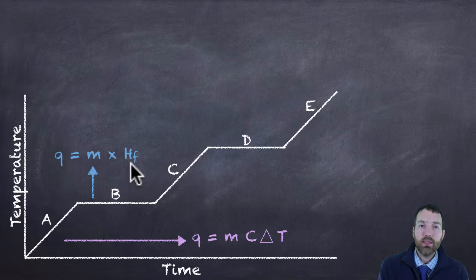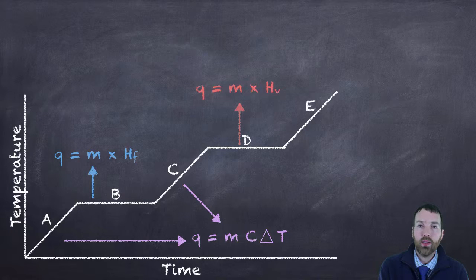Okay, on leg C, the 3rd section of our graph here, again, we have a delta T. We have 2 different temperatures, so we would use equation 1 once again. On leg D, we are now going to be using the heat of vaporization formula because we are going from a liquid to a gas going up the curve. So that's heat of vaporization.